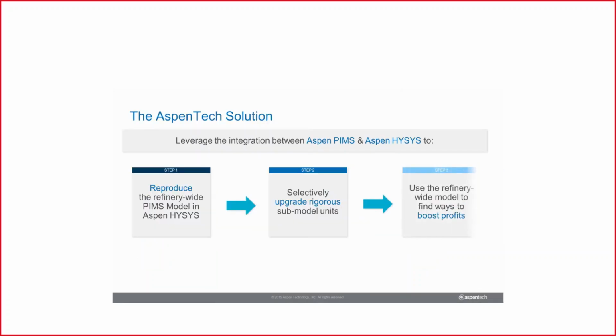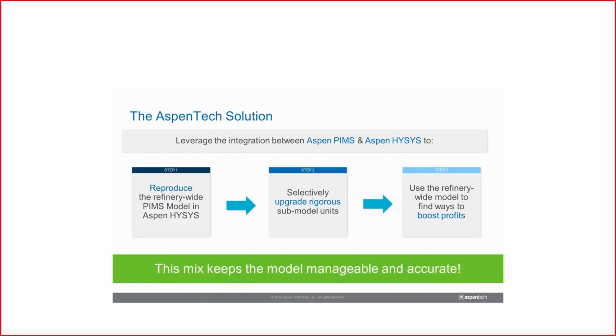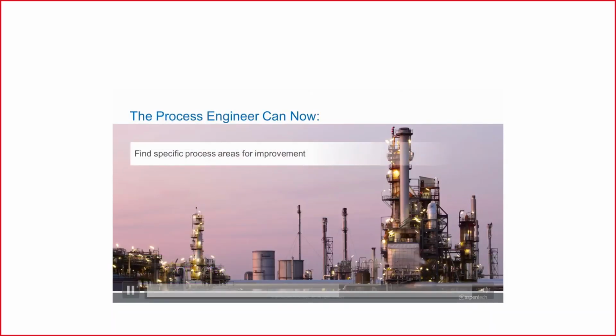In Step 3, the refinery-wide model can now be used to conduct profit margin analysis of the entire refinery and to plan next steps to boost refinery profits. The AspenTech solution of a refinery-wide model is a mix of both shortcut and rigorous models. This keeps the model manageable and accurate. Now that the model has been developed, the process engineer can find specific areas in the process where improvements can be made in order to boost refinery profits.